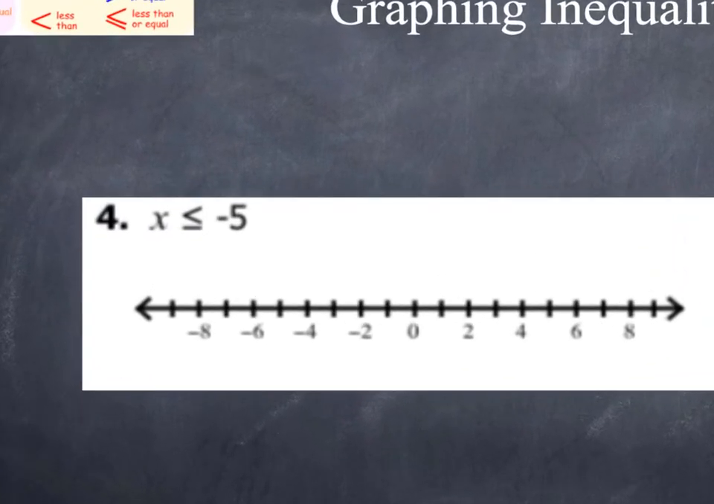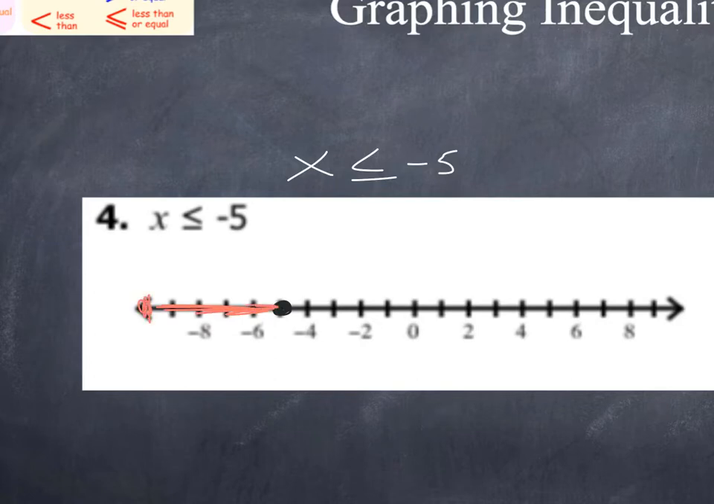Let's do another example. Number 4. Here we have less than or equal to. So this time, we're going to have a closed or shaded circle on negative 5 because we can include negative 5 in this particular instance. Now, x is less than or equal to negative 5. That means it could be equal to negative 5 or it could be anything smaller than negative 5. So if we're shading this, we want the smaller numbers. Anything that's smaller than negative 5 is going to be to the left of negative 5.